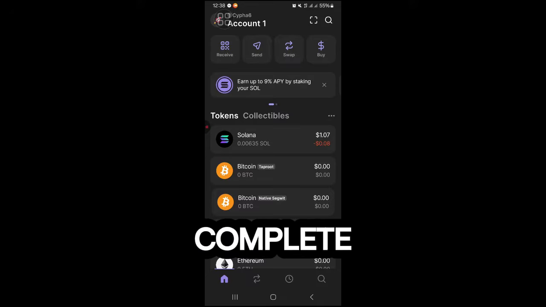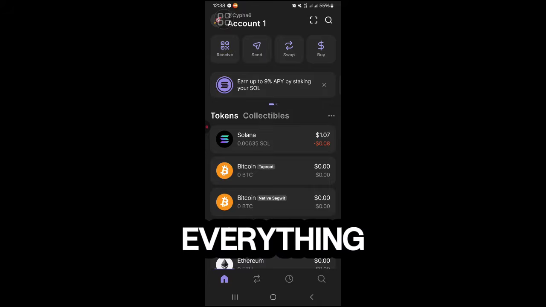Hello guys, this will be a complete guide on how to use Phantom Wallet to trade memecoin. I'll be teaching you everything you need to know.